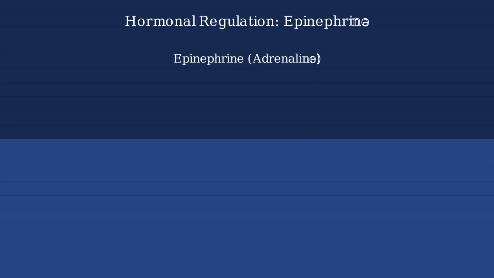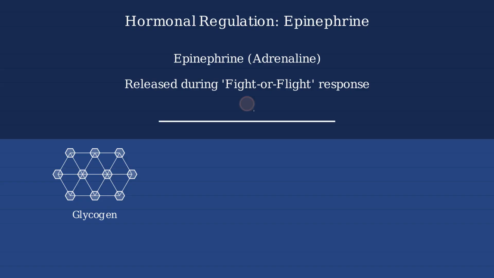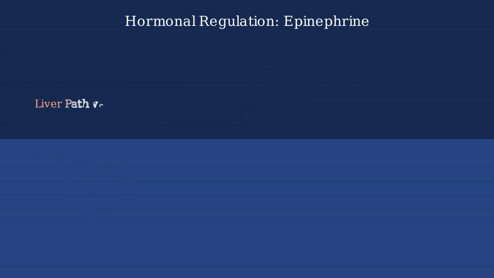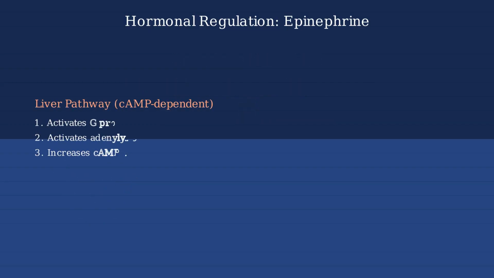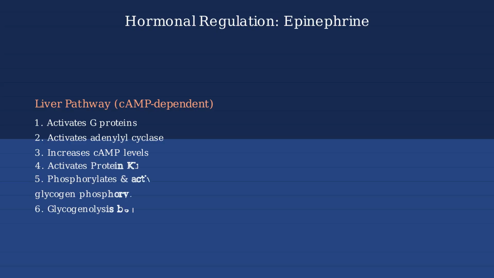Epinephrine, also known as adrenaline, is a hormone released during the fight or flight response. When released, epinephrine stimulates glycogenolysis in both liver and muscle tissues to rapidly provide glucose for energy. In the liver, epinephrine works through a cAMP-dependent pathway, similar to glucagon. It binds to beta-adrenergic receptors, activating G proteins and adenylyl cyclase. This increases cAMP levels, which activates protein kinase A. PKA then phosphorylates and activates glycogen phosphorylase, initiating glycogenolysis.